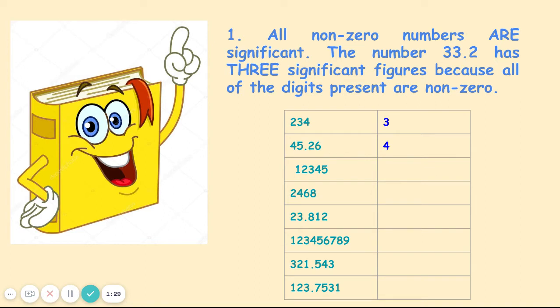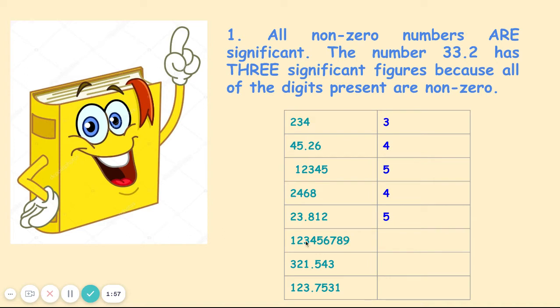So, how about sample number 3? 1, 2, 3, 4, 5. 5 digits po yan. So, 5 significant figures. So, how about example number 4? 2, 4, 6, 8. So, bilangin lang po natin. 1, 2, 3, 4. So, apat na significant figures. So, how about example number 5? 1, 2, 3, 4, 5. So, 5 significant figures.